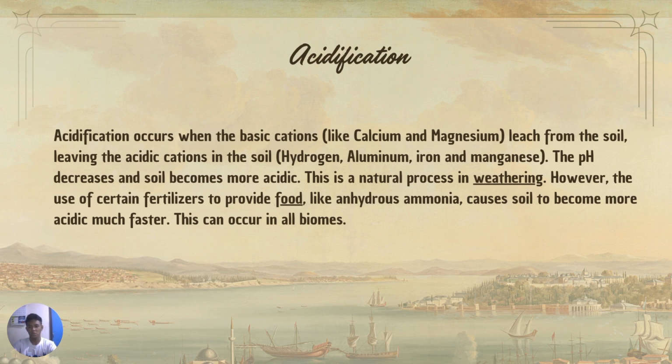Acidification. Soil acidification is a natural process where leaching removes basic cations, lowering pH and increasing acidity. Fertilizer use accelerates this, affecting soil health and ecosystems in all biomes.